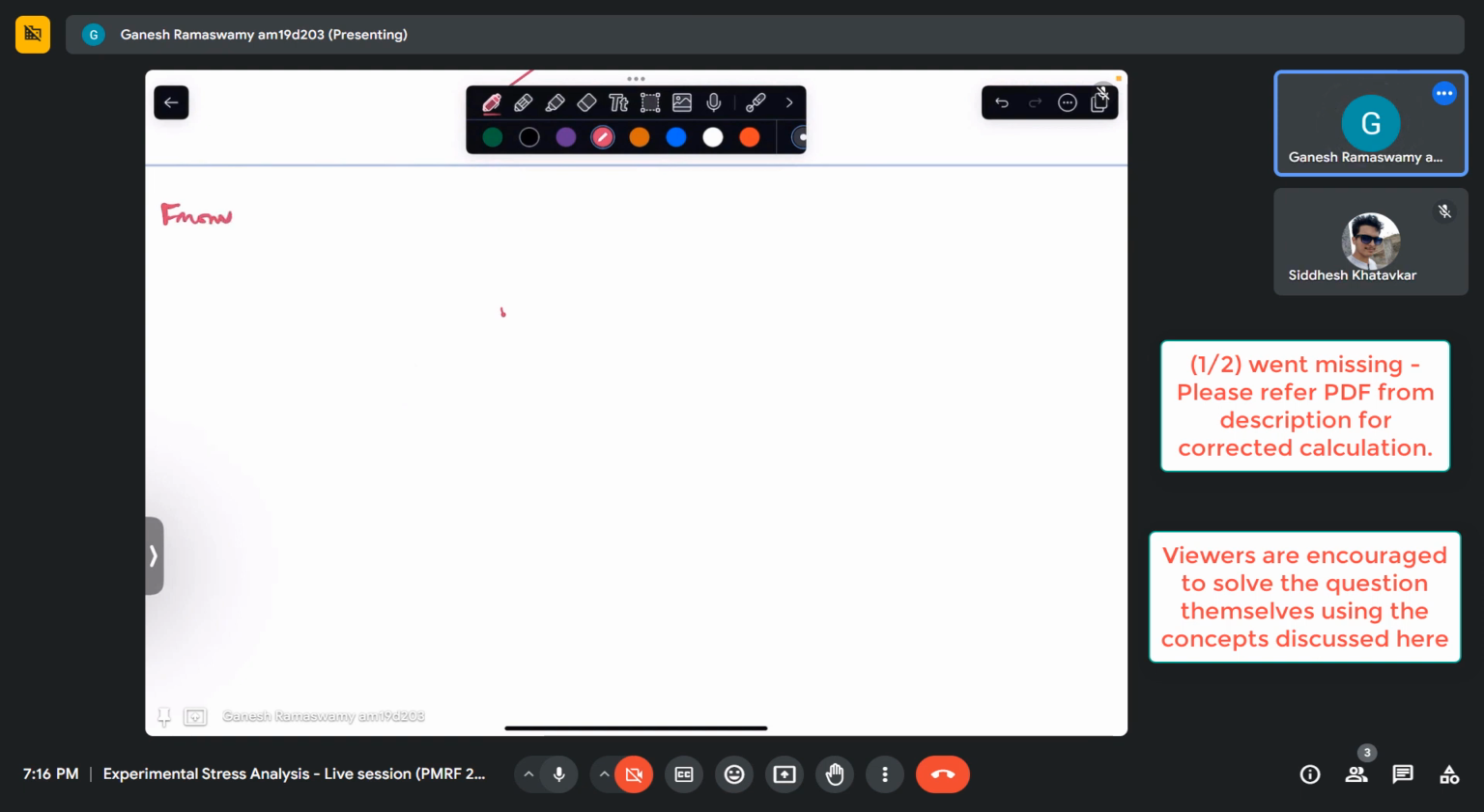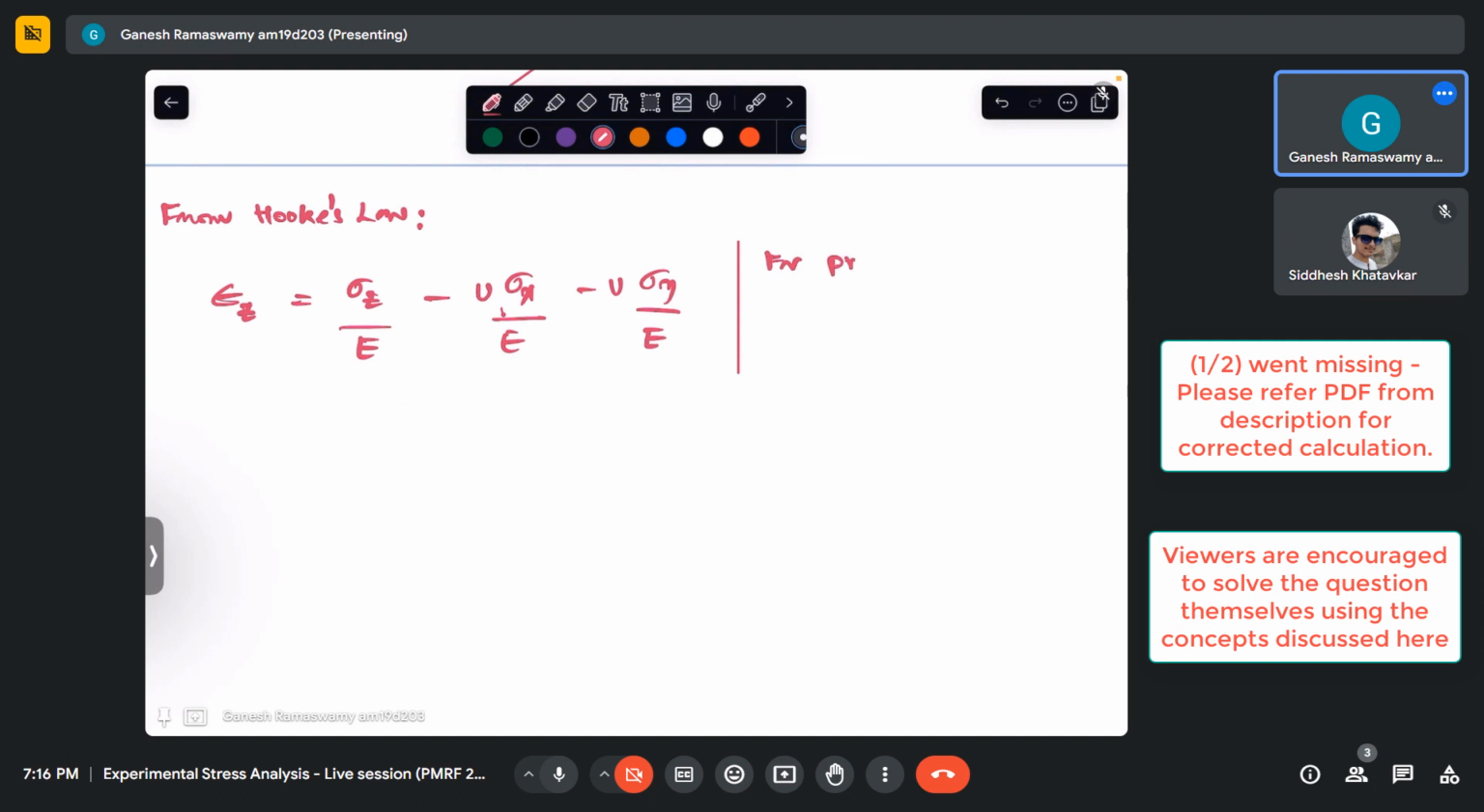From Hooke's law, the strain in the z direction is given by sigma z by E minus mu sigma x by E minus mu sigma y by E. This we know, and it will go cyclically in x, y, and z, so that all the strain components are known from the stress components. Now for the present problem, it's in plane stress. So therefore, sigma z is 0. So therefore, epsilon z is nothing but minus mu by E into (sigma x plus sigma y).